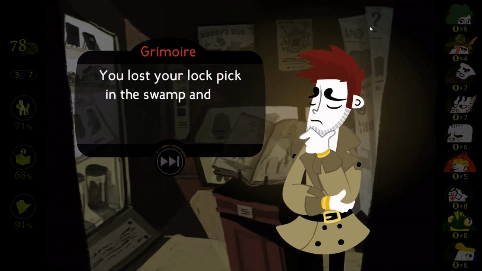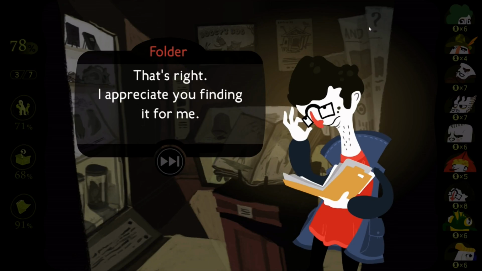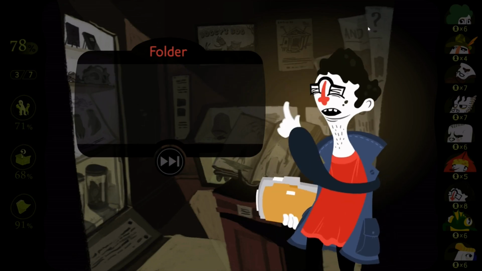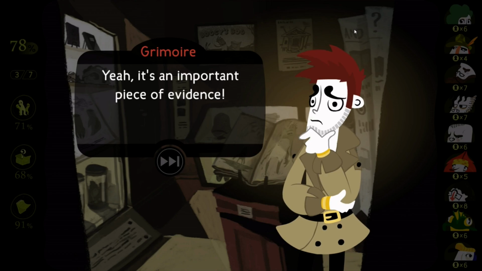You lost your lockpick in the swamp and had to buy a new one. That's right. I appreciate you finding it for me. However, I won't ask for it back. Apparently, it has since become some diabolical instrument in the art of murder. Yeah, it's an important piece of evidence.